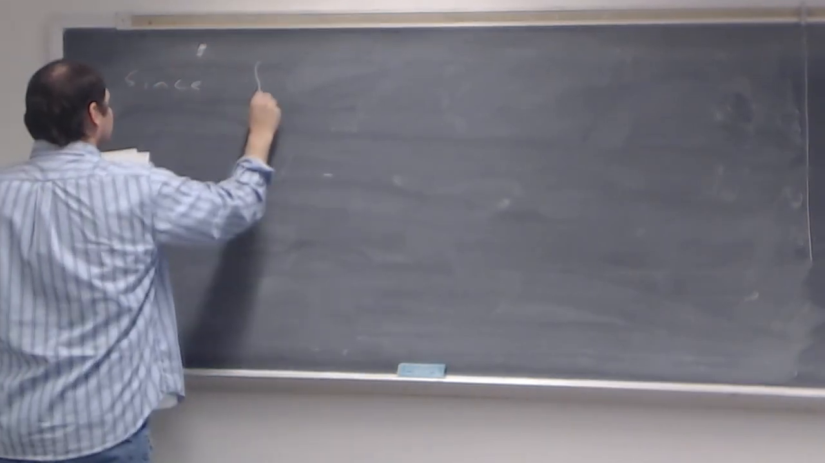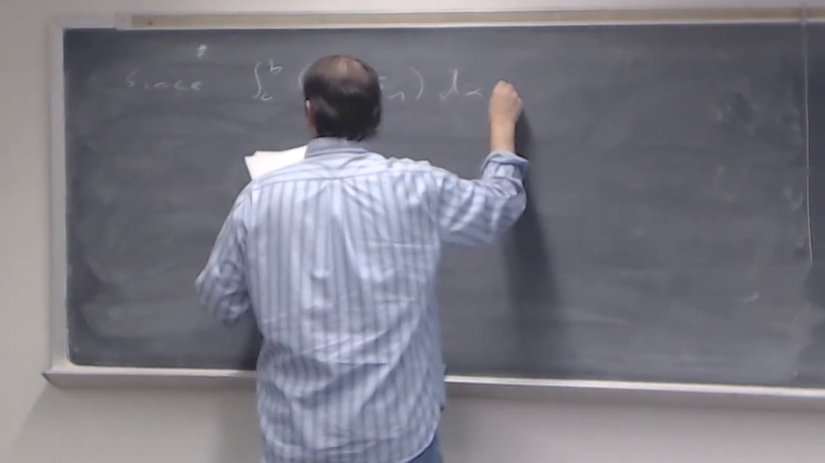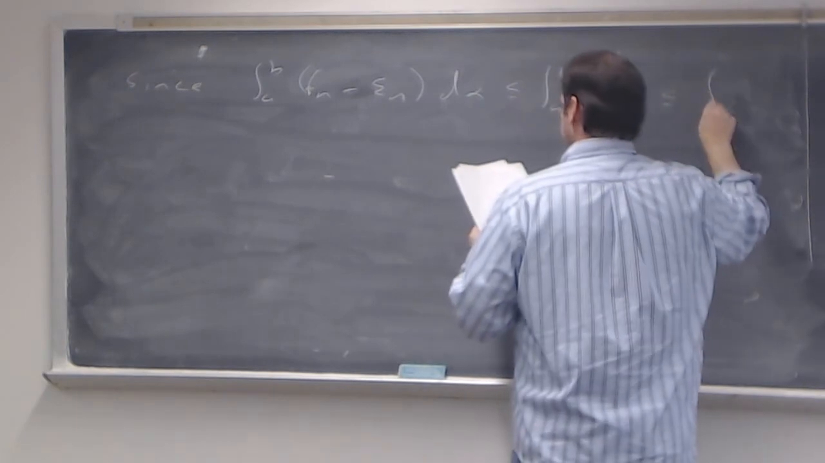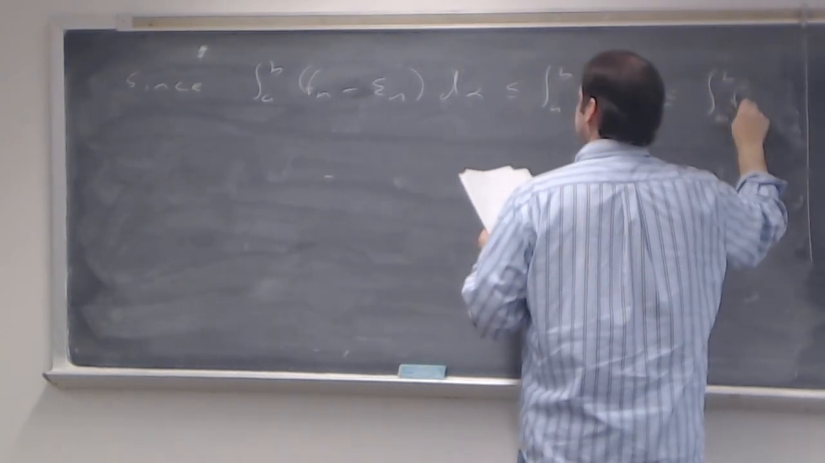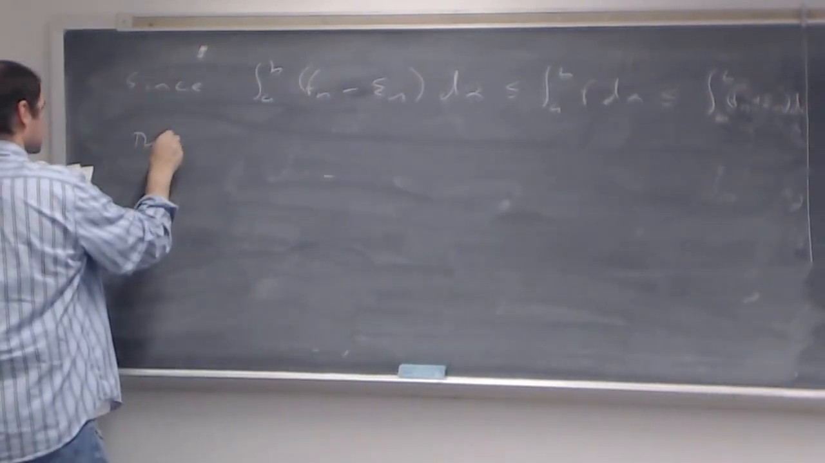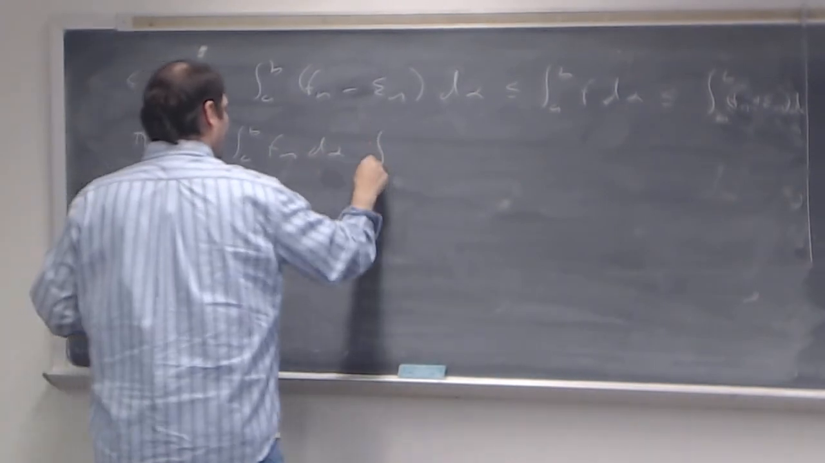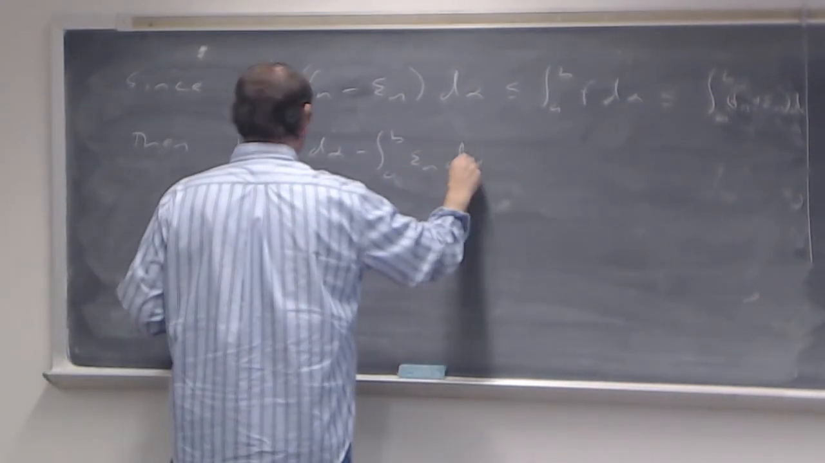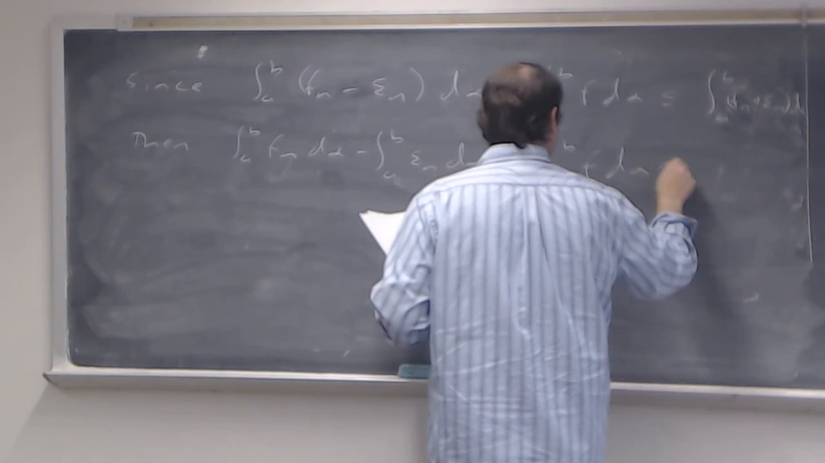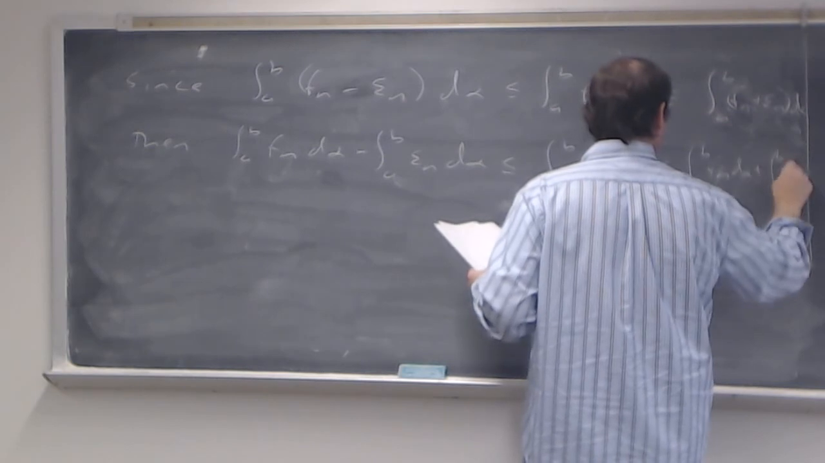So since the integral from a to b of f sub n minus epsilon sub n d alpha is less than or equal to the integral from a to b of f d alpha, which is less than or equal to the integral from a to b of f sub n plus epsilon sub n d alpha, then that's going to force the integral from a to b of f sub n d alpha minus the integral from a to b of epsilon sub n d alpha to be less than or equal to the integral from a to b of f d alpha, which will be less than or equal to the integral from a to b of just the f sub n plus the integral from a to b of the epsilon sub n d alpha.